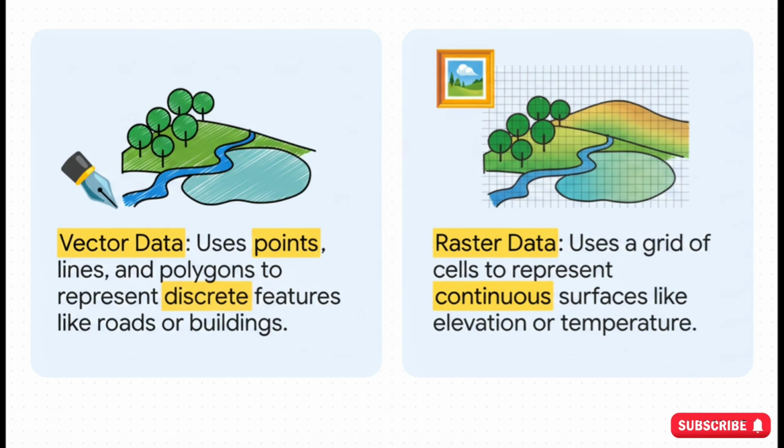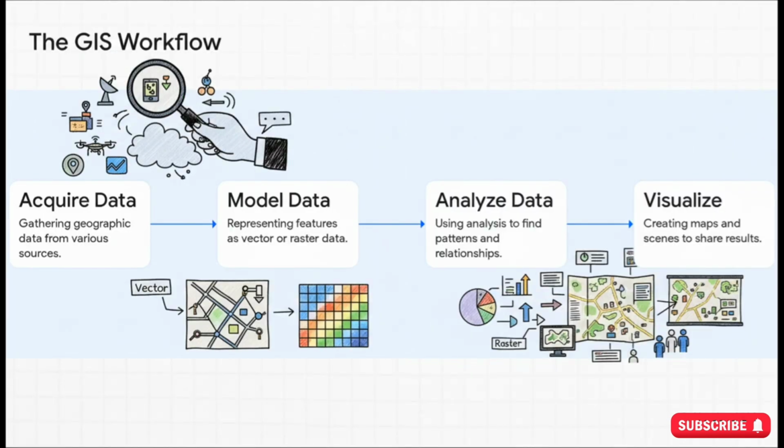The other way is raster data. This is more like a digital photograph. The world is represented as a grid of tiny cells, or pixels, and each cell has a value. This is the go-to for continuous things that don't have hard edges, like elevation, temperature, or even air quality. And these two data types, vector and raster, are the fundamental building blocks for pretty much any GIS project.